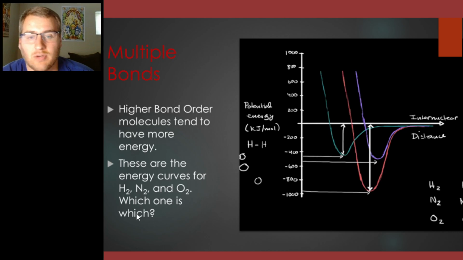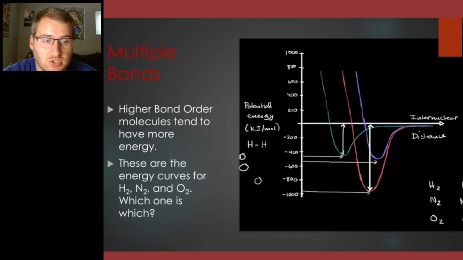H2 is a single bond, which we just showed you that picture of. N2 is a triple bond. O2 is a double bond. So we can use this graph to figure out which one is which, based on their energies. We learned triple bonds are the hardest to break. They have the highest energy. And so that would make this red curve here N2.